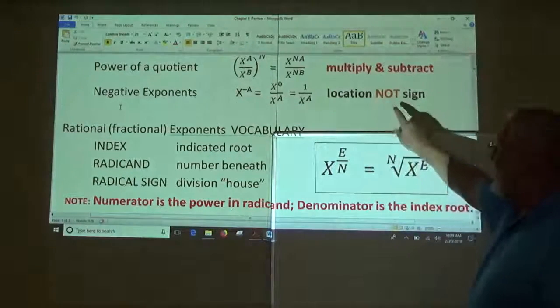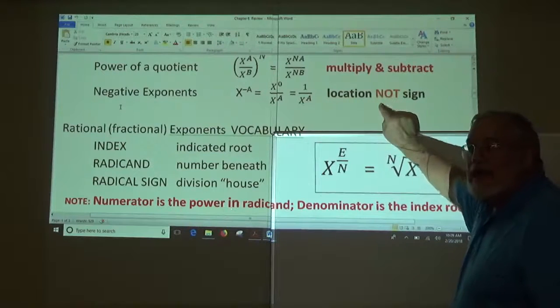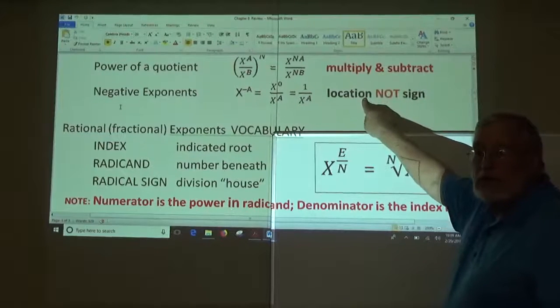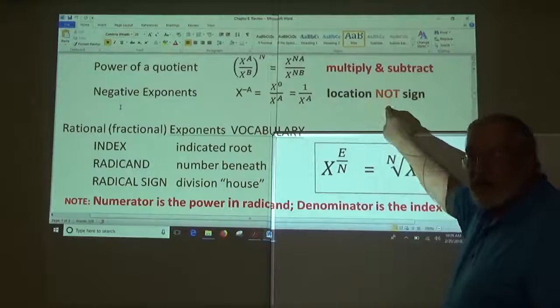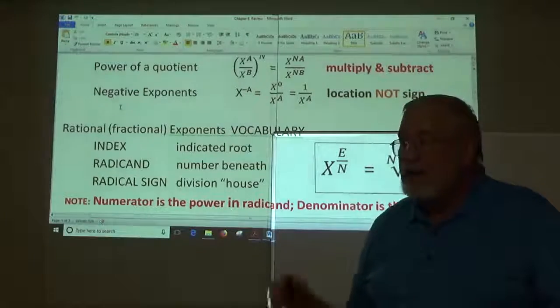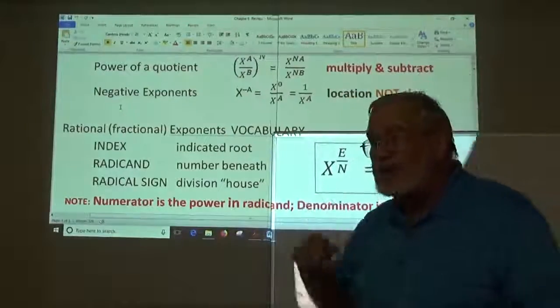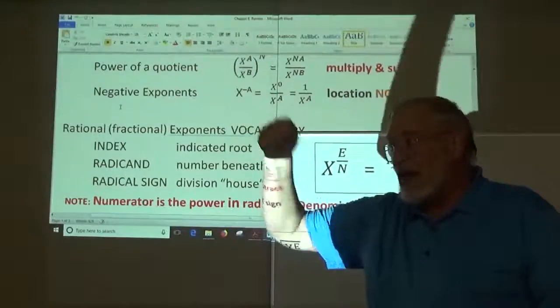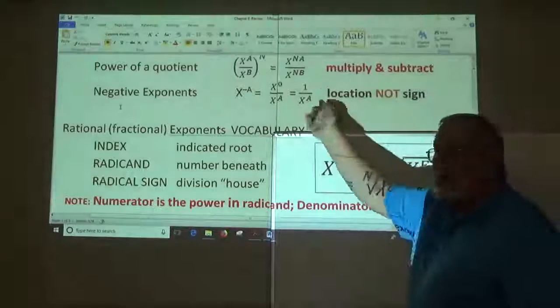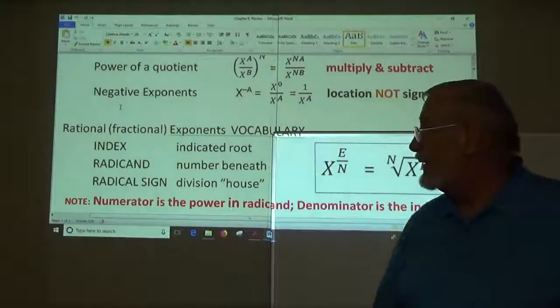Look at what I write. This is how I teach this. Negative exponents talk about location, not sign. A negative exponent is not talking about positive or negative. It's talking about the location that it is in the fraction, either the top or the bottom. You get rid of the negative and move it to the other side of the fraction.